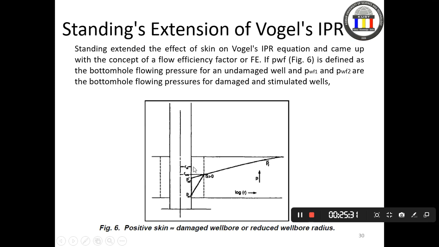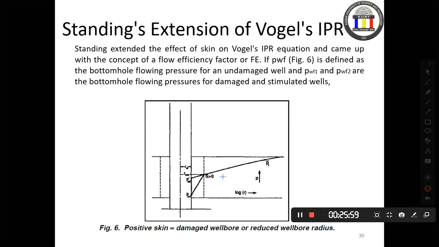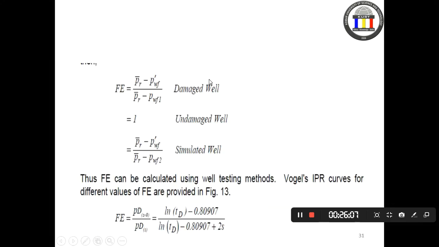Now, in the previous one, we didn't talk about the mechanical skin, or the positive skin. So in this case, we have to talk about the skin factor and Standing's extension. Standing extended the Vogel's method and developed the IPR calculation method based on the skin. As you know, we are talking about the pressure drop, but when we talk about the skin, the pressure drops more. It is supposed to be like this, but actually it becomes like this. Pressure drops a lot, and it's due to the near wellbore damage that is happening.